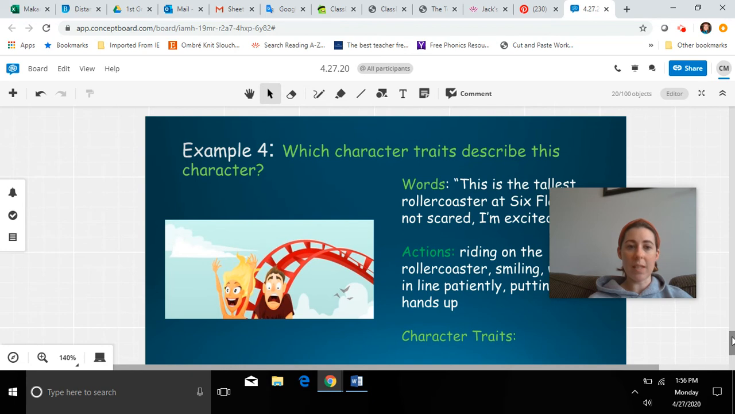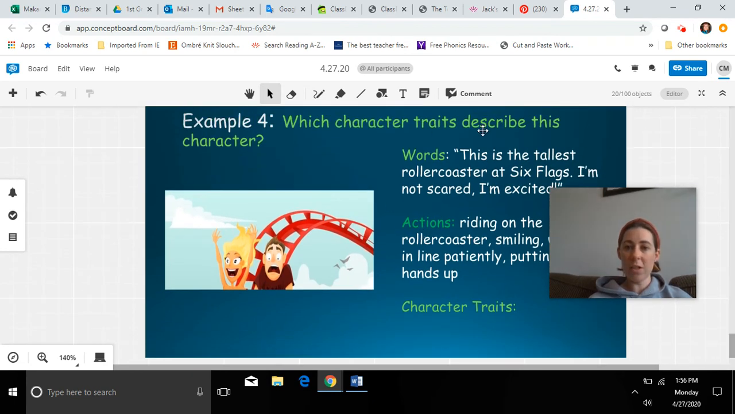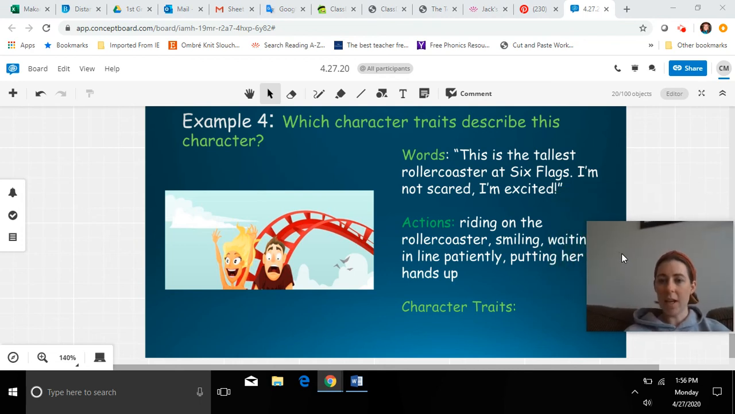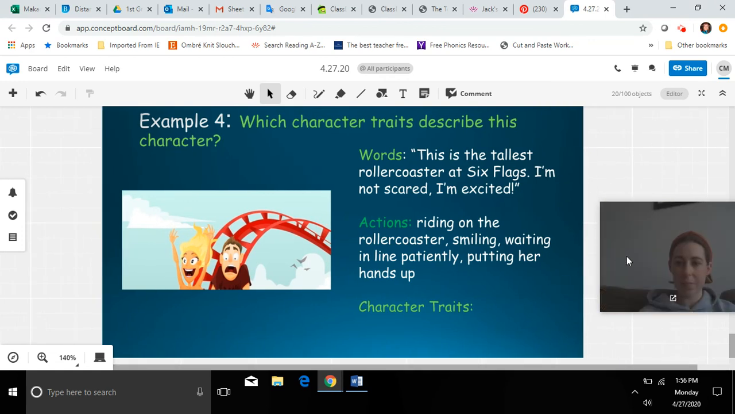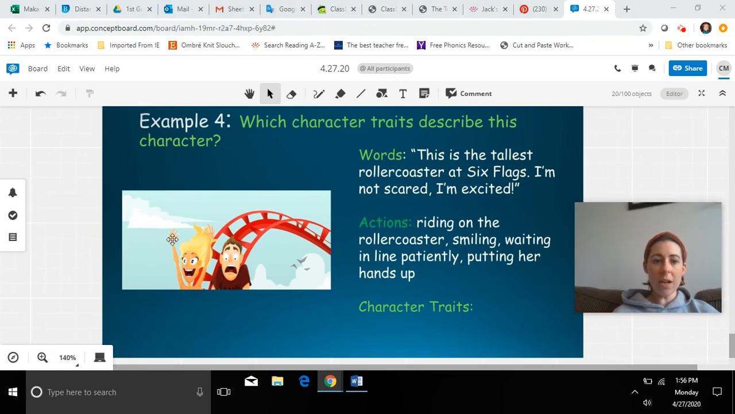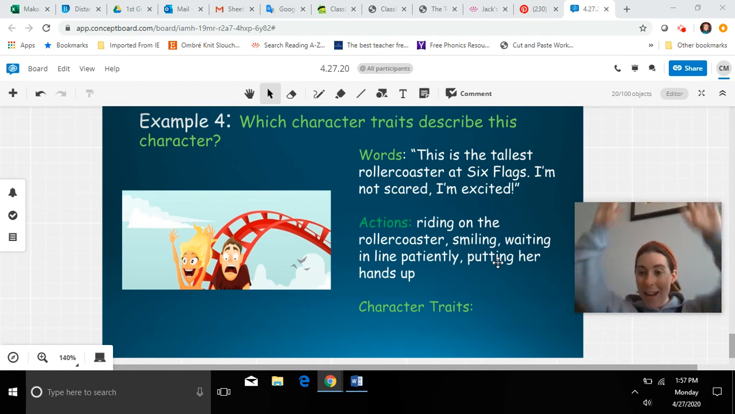Let's do one last one. This is our last example today. Which character traits describe this character? Again, we have some words right here. Move this over just a little bit. Here are the girl's words. We're talking about this girl. She says, "This is the tallest roller coaster at Six Flags. I'm not scared, I'm excited." And her actions, what she does: she's riding on the roller coaster, she's smiling, she's waiting in line patiently, she's putting her hands up when she goes down the hill.